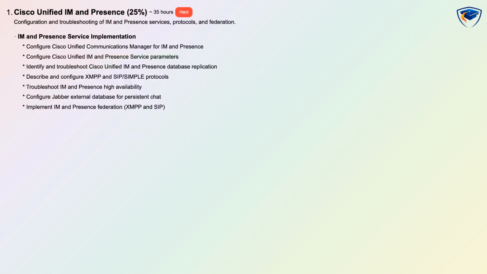Let's start with the first domain, Cisco Unified IM and Presence. This domain focuses on the configuration and troubleshooting of IM and Presence services, protocols, and federation. You'll learn how to configure Cisco Unified Communications Manager for IM and Presence, configure service parameters, identify and troubleshoot database replication, and describe and configure XMPP and SIP simple protocols.